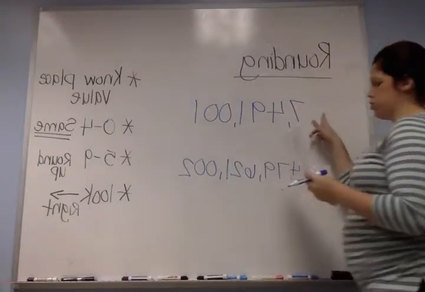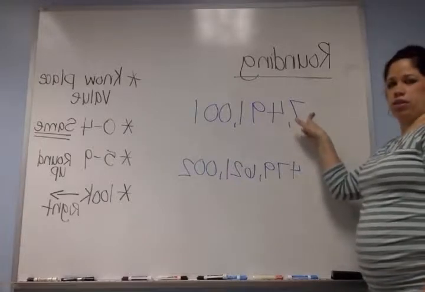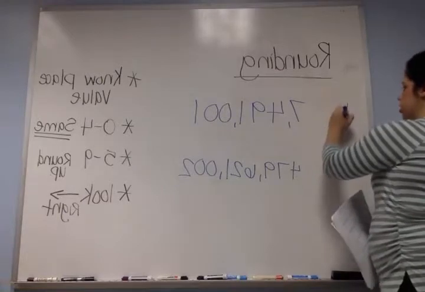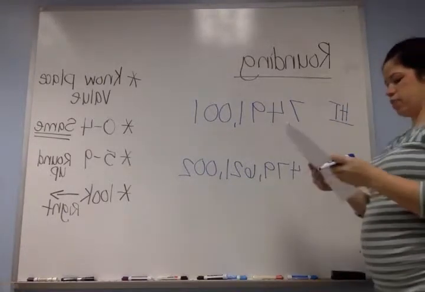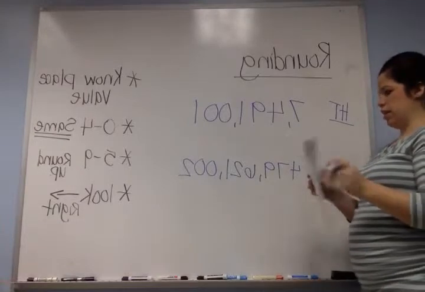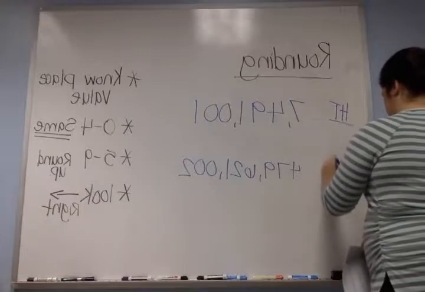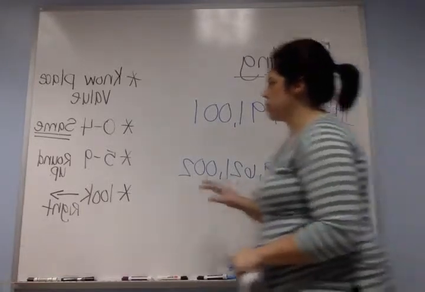All right, let's look at the first one. We're going to round it to the nearest 100,000. You have to know the 100,000s place. I'm going to put an HT over here to remind you, 100,000s. Okay, on the next one, you're going to round to the nearest 10 million. I'm going to put a TM, 10 million. Oh, we're getting in those bigger numbers. You're going to have to really know your place value, okay?